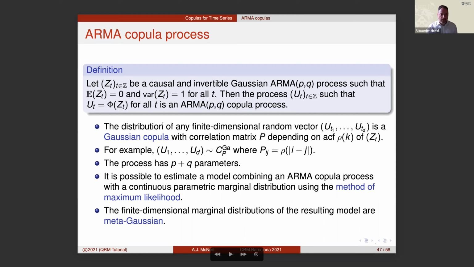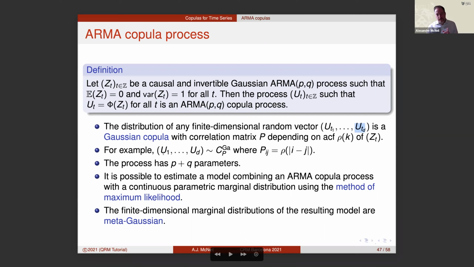I'm going to show you in R, and you'll see these things at work. So what are the properties? If I take any vector, say the value at time t1, the value at t2, up to the value at td, that distribution is a Gaussian copula, and the correlation matrix of the Gaussian copula will depend on the autocorrelation function of the time series. You're probably familiar with the autocorrelation function of a time series process like ARMA. Well, the correlation matrix of the Gauss copula will depend on this.